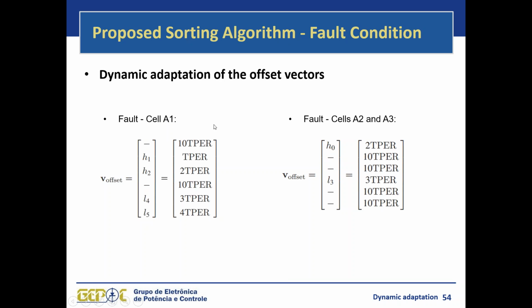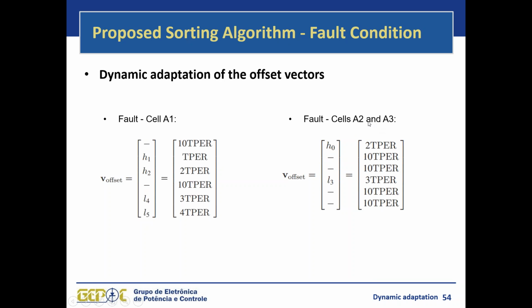In this case, we have a fault on cell A1, a fault on one cell of phase 1. We can see here that we have assigned a very large value to the offset of the switches that are associated to cell A1. So this cell is taken out of operation.